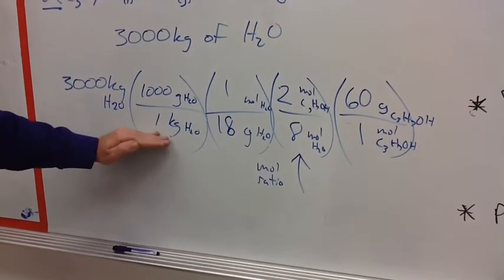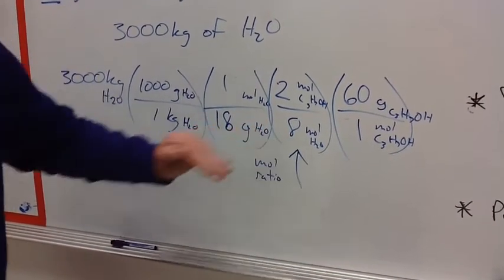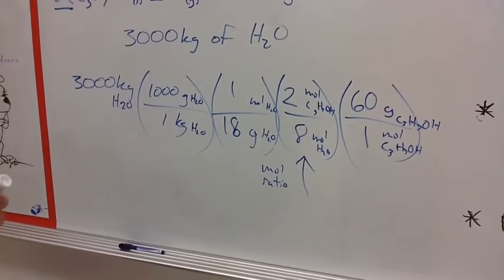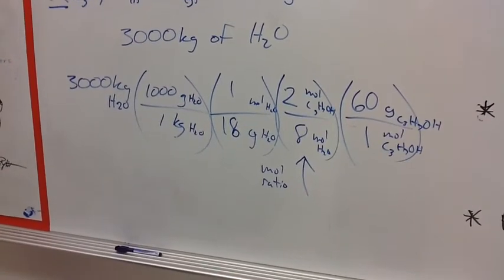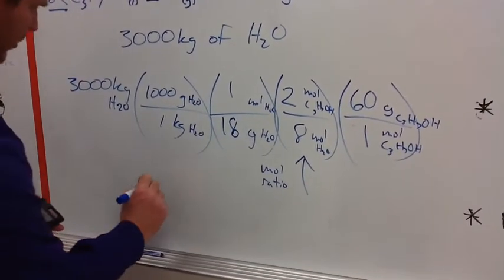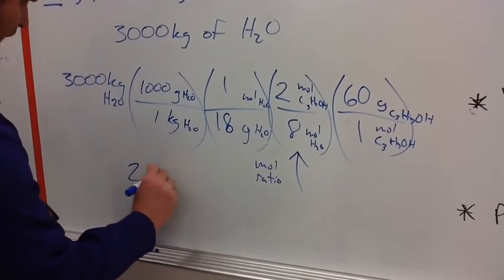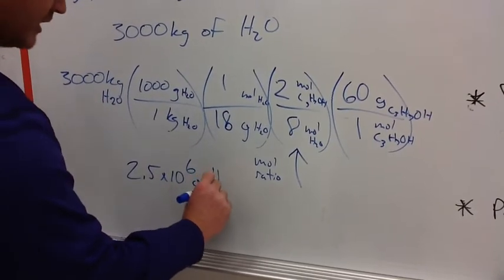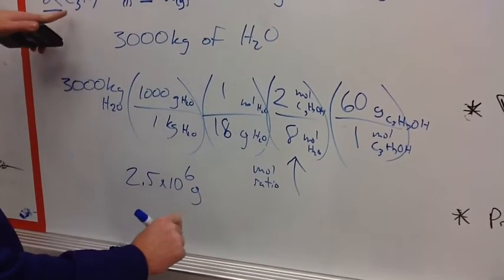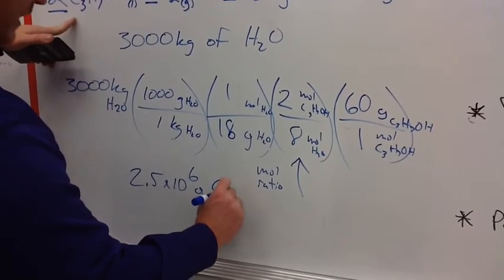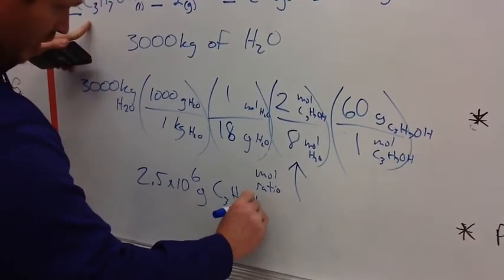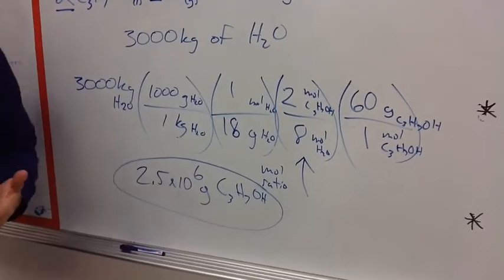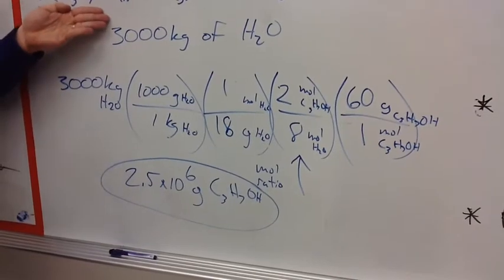Okay, divided by 1, divided by 18, divided by 8, and then I don't know why we're going to do it, but divided by 1 again. And that gives me a grand total of 2.5 times 10 to the 6th grams of H2O. We needed to figure out how much isopropyl we had. C3H7OH. That's how many grams of isopropyl alcohol I'd have to produce, or to come up with, in order to make my pure, delicious water.